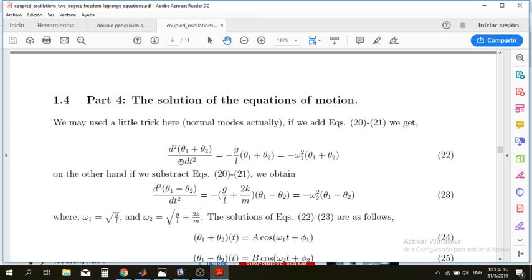This is the first part. As I told you a moment ago, we take the addition. The little trick is we add equation 20 and 21, and we get this beautiful equation. We know the solution. The second derivative of the sum of the angles will be minus omega 1 squared times the sum of the angles, where omega 1 squared is the acceleration of gravity divided by L.